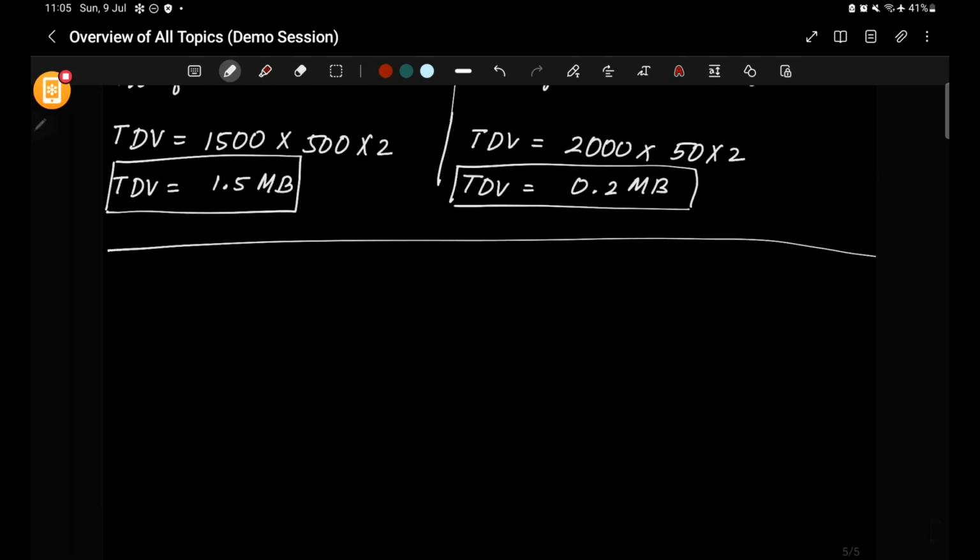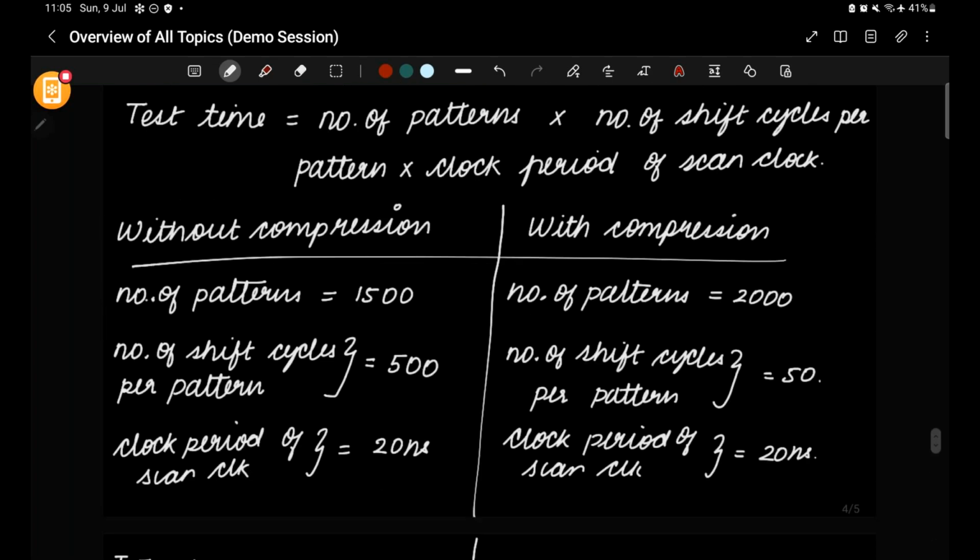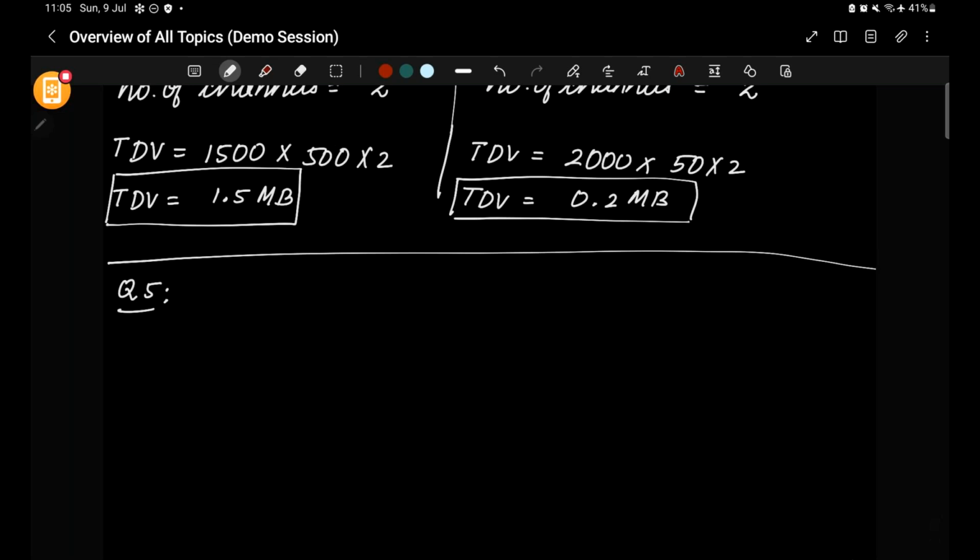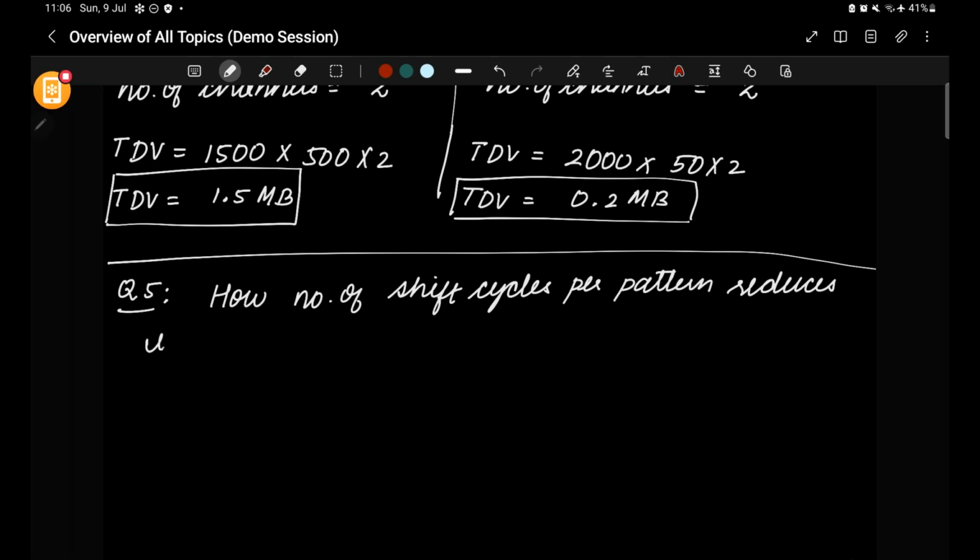So we will see here. Question number 5: how do the shift cycles per pattern reduce when we go for compression? We will first logically analyze some scenarios, and then we will come to a conclusion on how the number of shift cycles per pattern reduces when we go for compression.